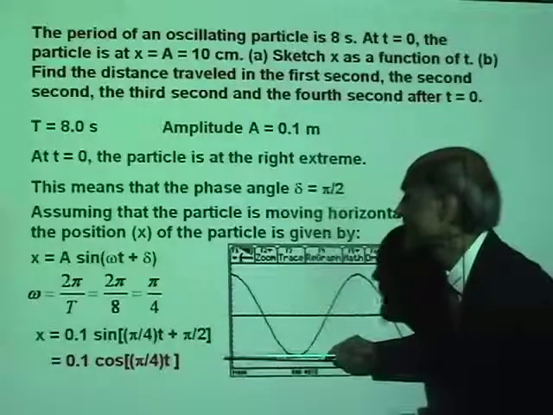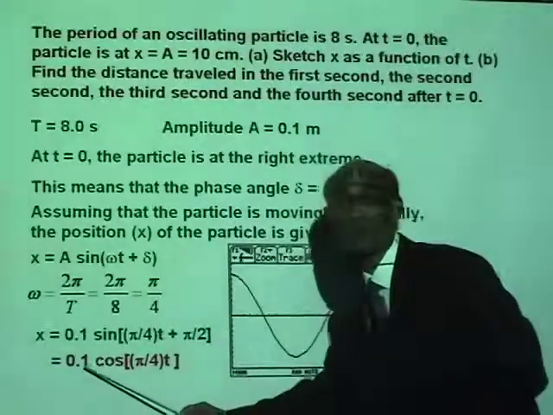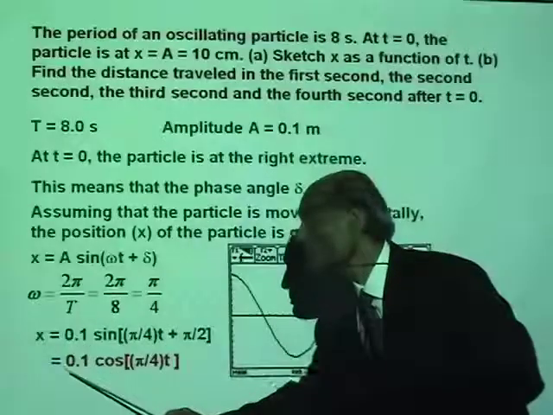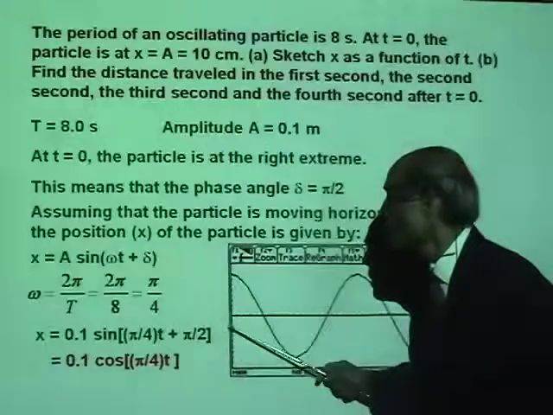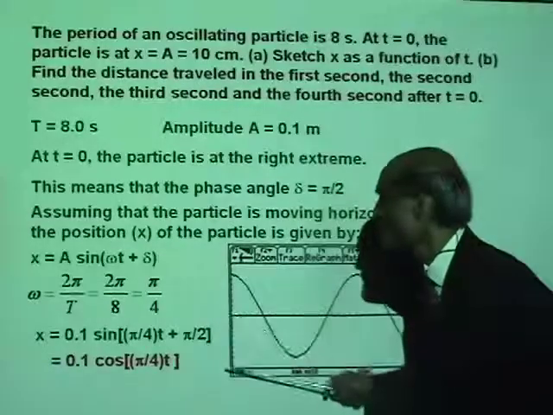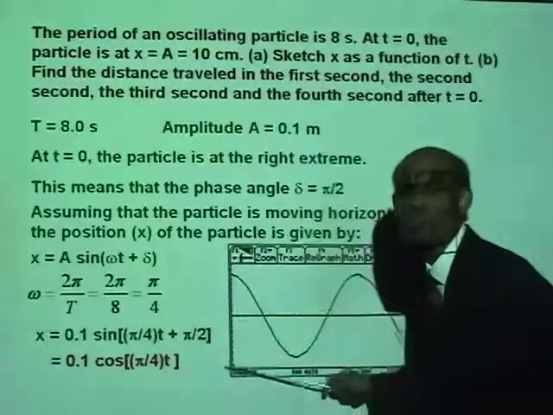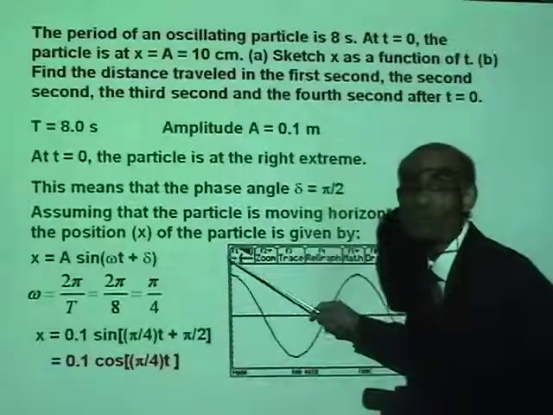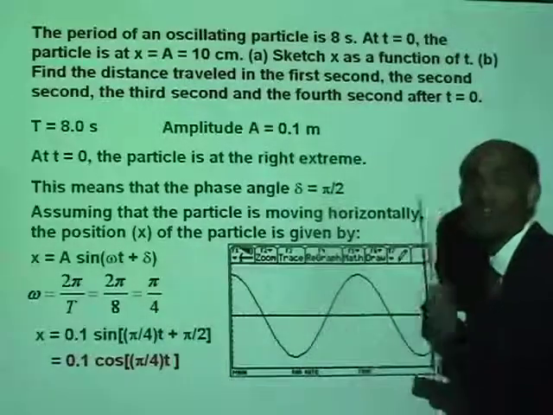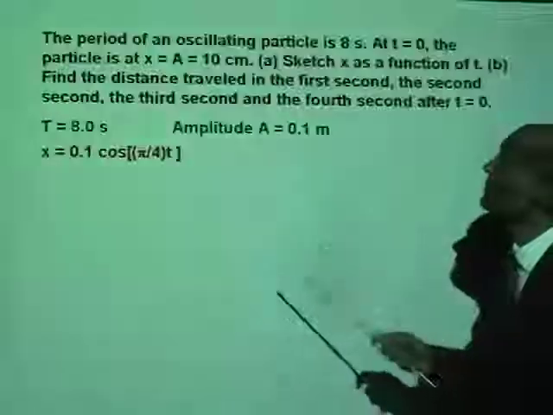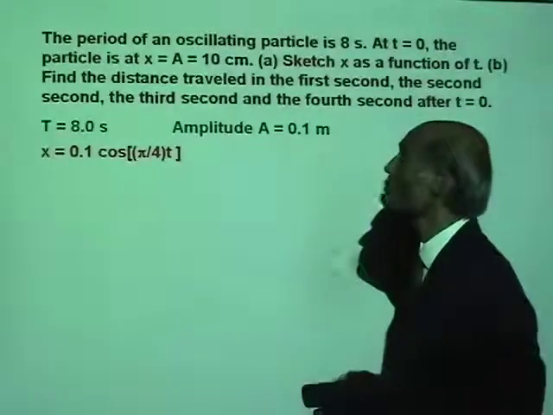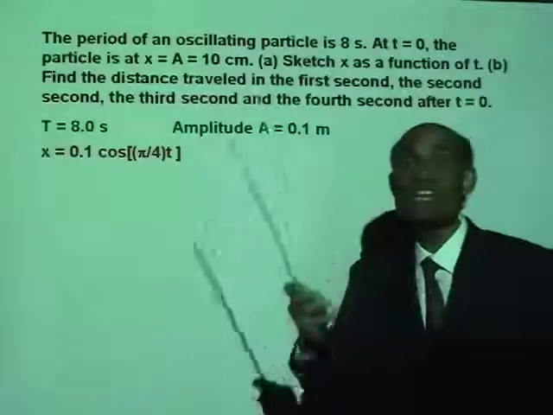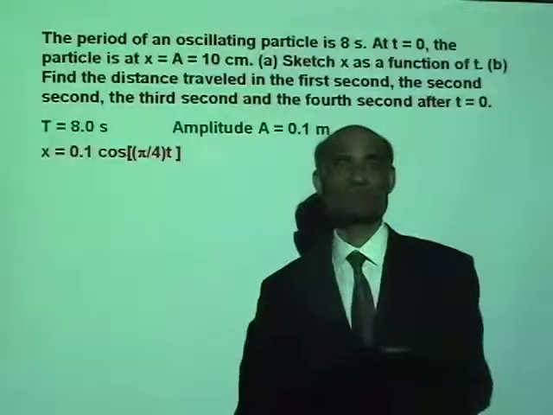On the y scale, you can see the maximum value of this x will be 0.1. Therefore, you must take the x scale from negative 0.12 to positive 0.12, and you can see the graph will be traced out. Alright, so x equal to 0.1 cos pi by 4t is the position function.